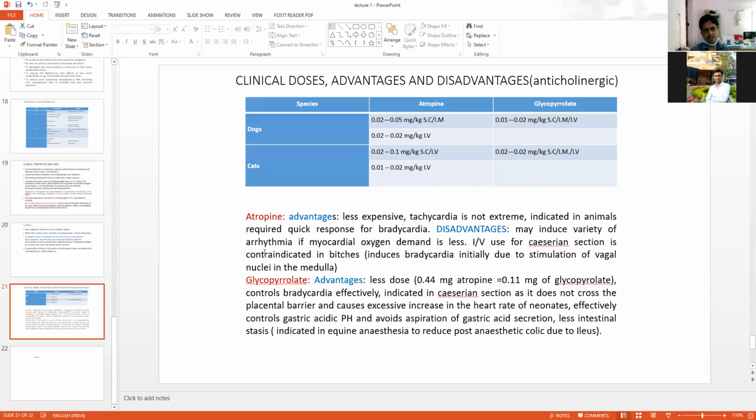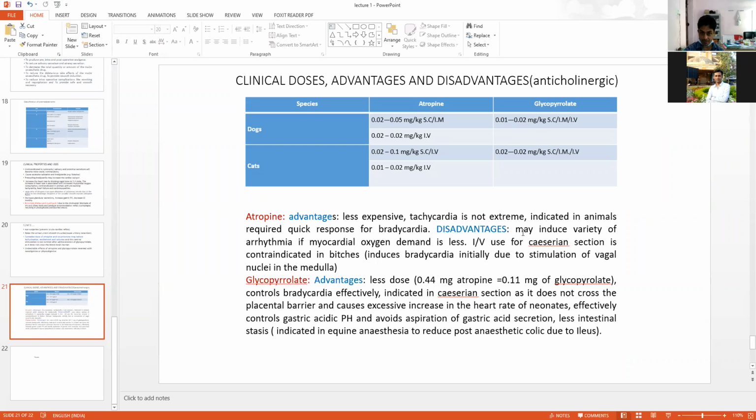Now these are the different doses of these anticholinergic drugs. What I have discussed, I have mentioned in the table, and in that particular table I have given different classifications of the drugs with examples. That particular example is very important. Then I have mentioned here atropine and glycopyrrolate. What are the different advantages and disadvantages? Atropine is no doubt less expensive. Tachycardia is not extreme. It is indicated in animals requiring a quick response for bradycardia. If an animal is having bradycardia, then you can administer atropine because it has vagolytic action, so it will increase the heart rate.